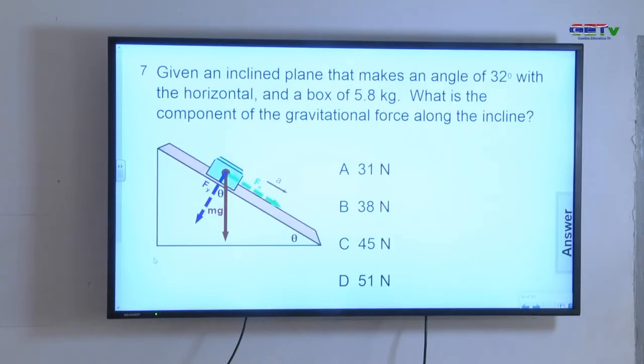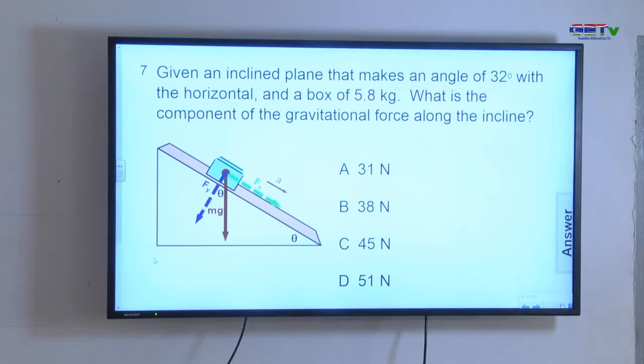Okay, question 2. Given an inclined plane that makes an angle of 32 degrees with the horizontal and a box of 5.8 kg, what is the component of the gravitational force along the inclined plane? What are we asked to do? Is it the normal force we are asked to solve? No. The normal force, no. But then the component of the gravitational force along the inclined plane.